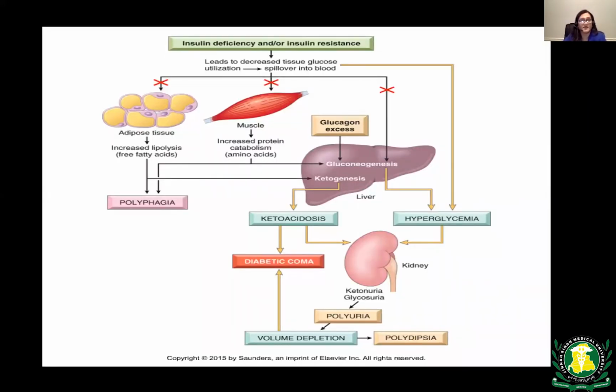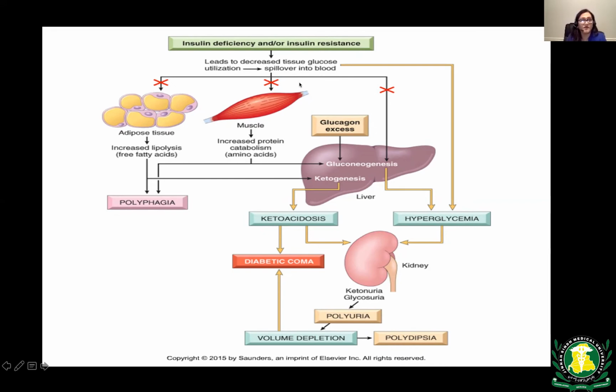So, why do we get these symptoms? How do these symptoms develop? Insulin deficiency basically leads to decreased glucose uptake in the cells. So, there is a spillover of glucose into the blood. The excess glucose is then excreted through the kidneys into the urine. And along with the glucose, there is loss of water resulting in hypovolemia, which leads to volume depletion. The volume depletion, if severe, can in turn lead to diabetic coma and ketoacidosis.